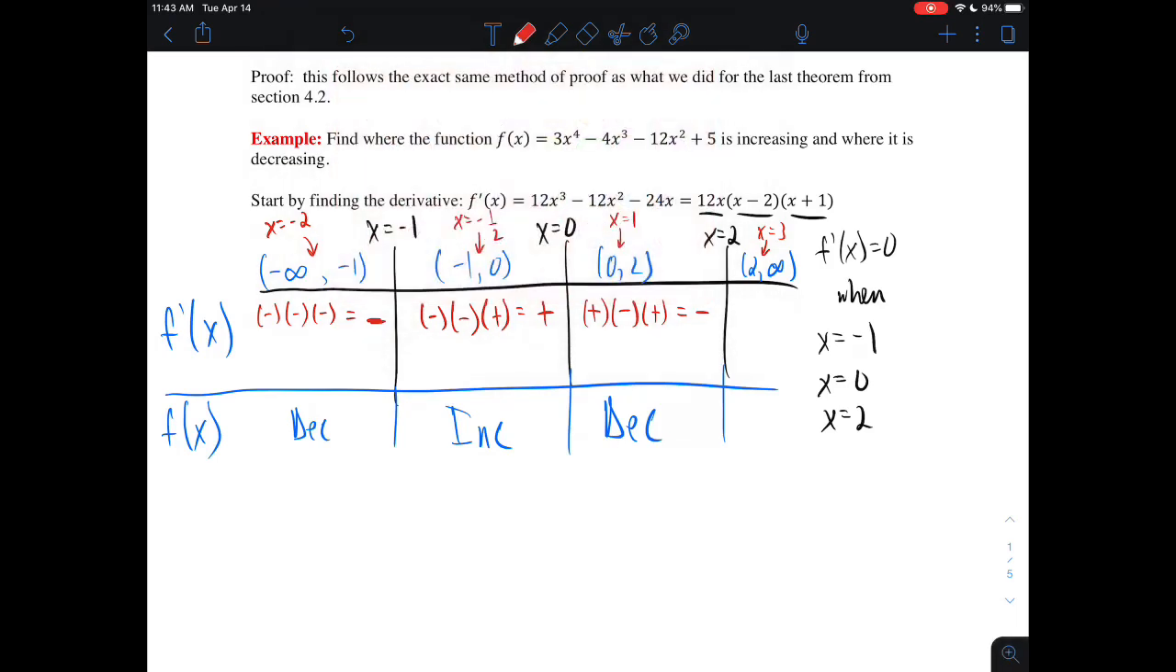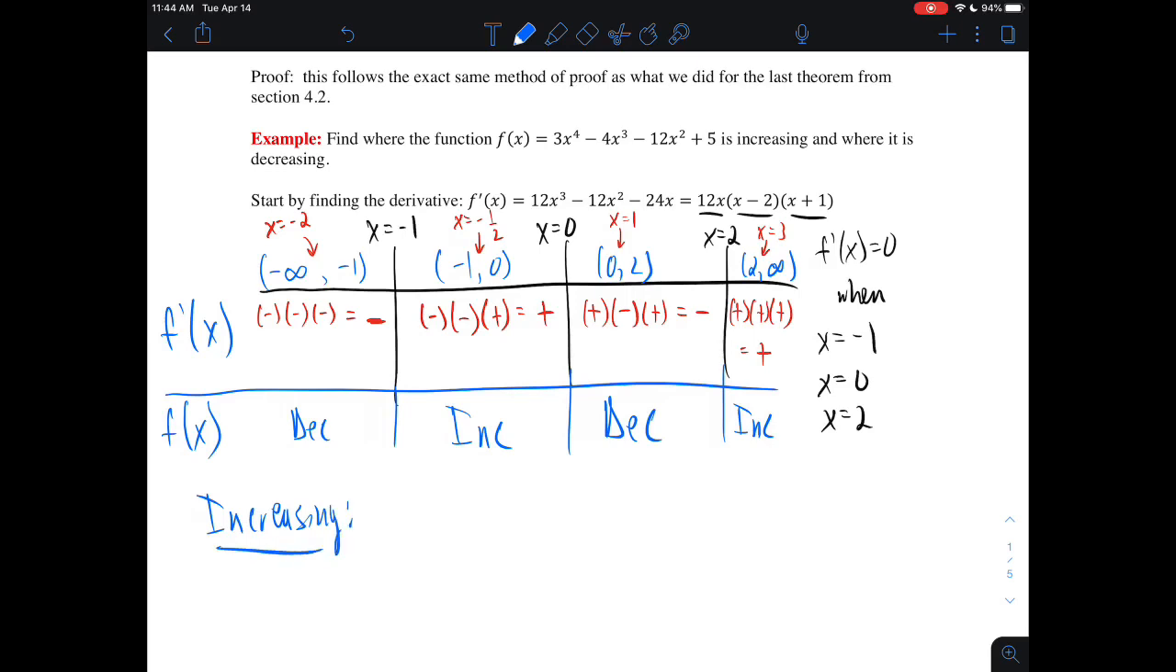And in my last interval, when I plug in x equals 3, 12 times 3 is positive, 3 minus 2 is positive, and 3 plus 1 is positive. So this is just positive times positive times positive, which gives me a positive. So now I know the intervals where the function is increasing or decreasing. So I can organize this in my final answer.